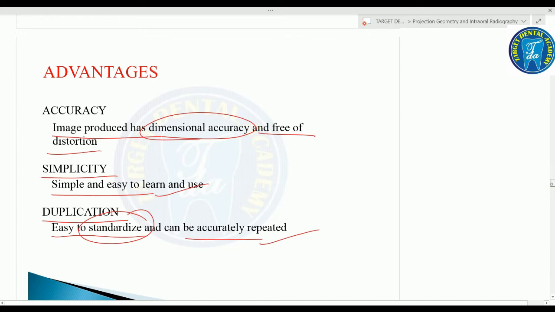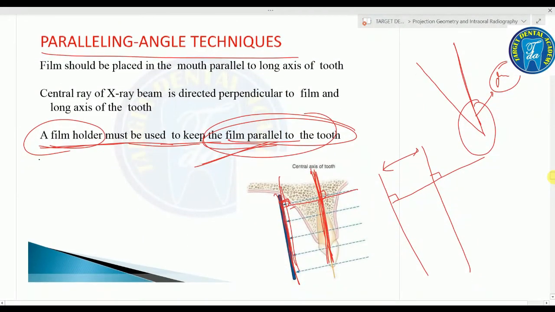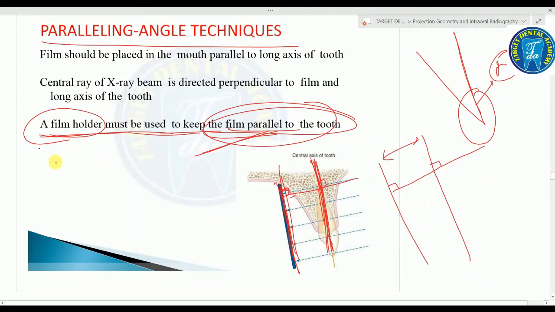So one important point in this paralleling technique is that you can also use the long open-ended cylinder.